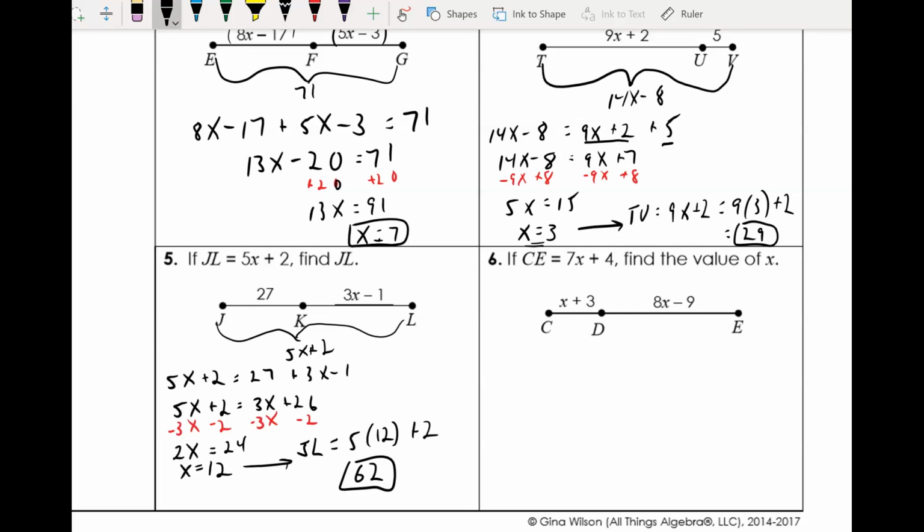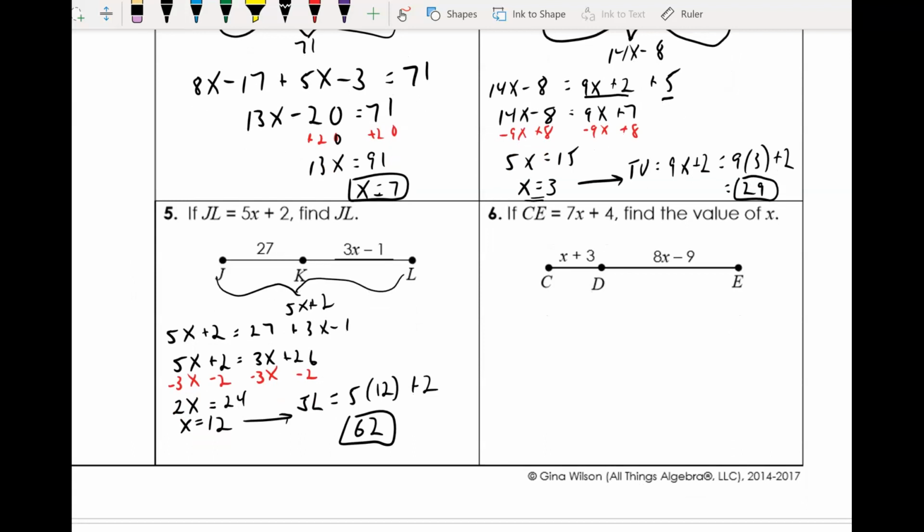Okay, so these are very similar to each other. So once you've gotten one right, you get the idea. So let's see how this one went. Hopefully more of you are on board now. So the whole thing, we're told right here, JL, which is from one endpoint to the other, from J to L, the whole thing, 5x plus 2. So the 5x plus 2 is equal to the left side plus the right side, and that's what I have here and here. Okay, and once you get that set up, first combine like terms, get all the variables on one side, solve for x.